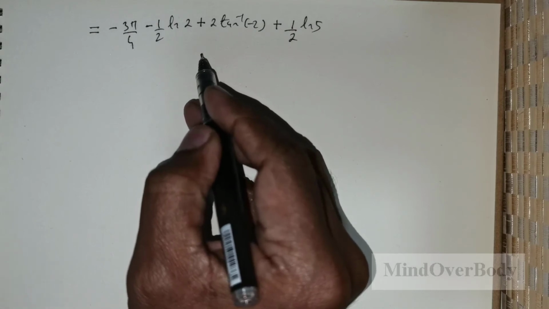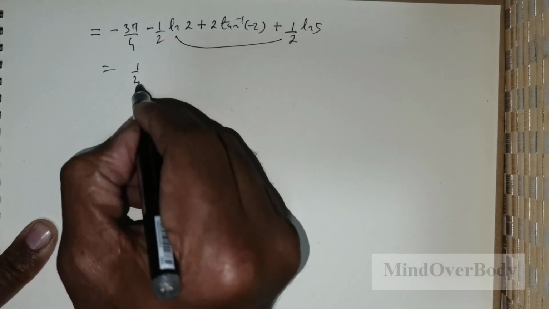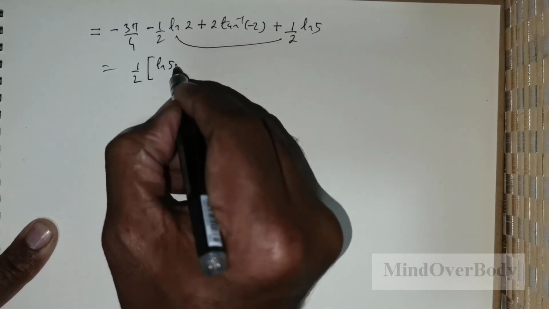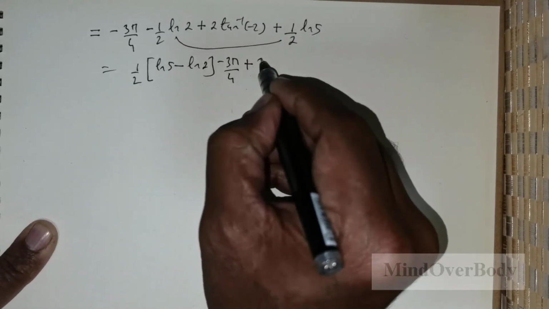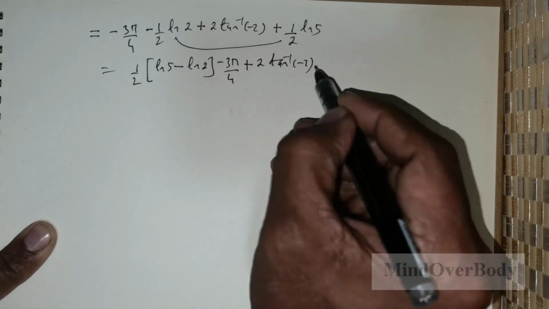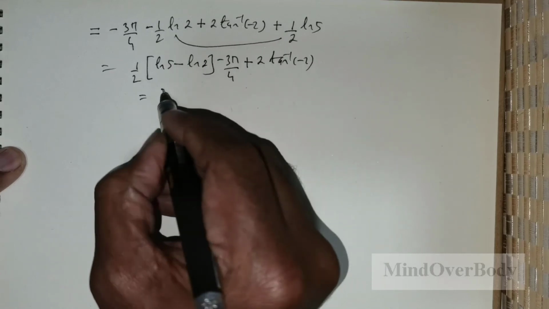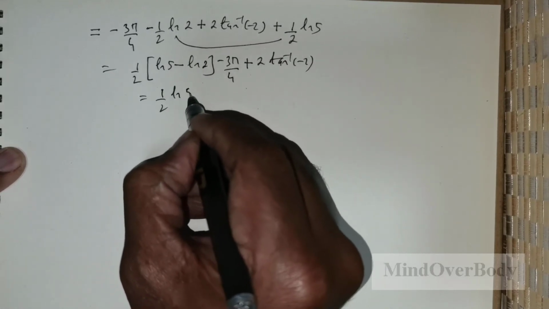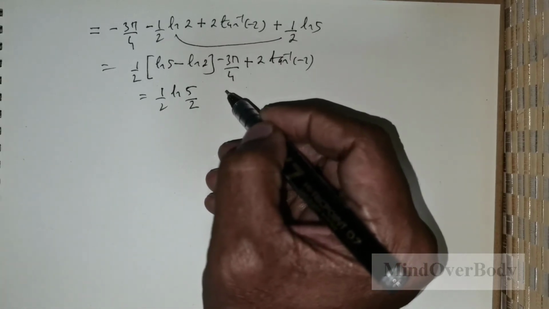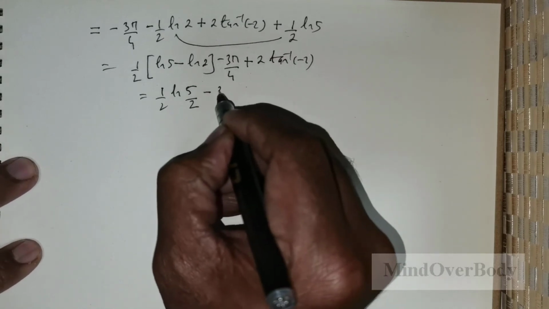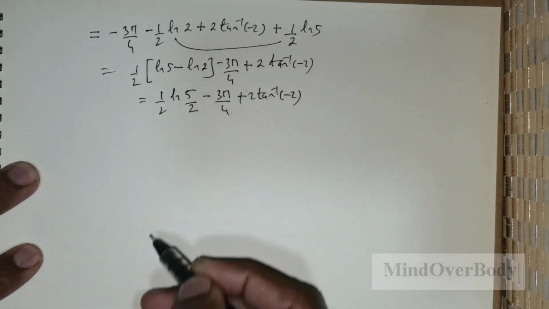Now what I'm going to do is I'm going to be clubbing these two together. So that's going to be 1 over 2, I'm taking it out. I would get ln 5 minus ln 2, followed by minus 3 pi over 4 plus 2 times tan inverse of negative 2. Now ln A minus ln B, right? In fact, this is rewritten as ln of 5 divided by 2. Okay, so we can do that and then follow it up with minus 3 pi over 4 plus 2 times tan inverse of negative 2.